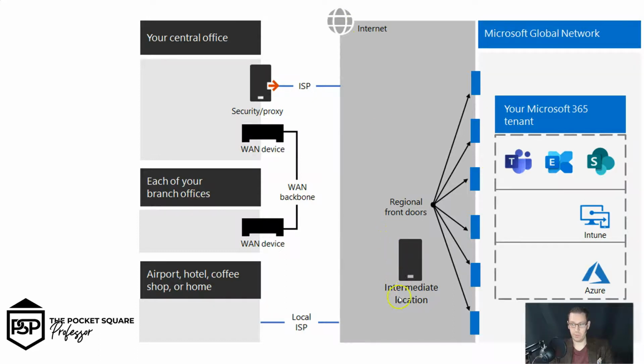And this is the intermediate location, which is the internet. So we've got to be able to get up to the internet as quickly as possible so we can get to Microsoft's global network and their backend to get to Teams, Exchange, SharePoint, whatever it is. We're trying to hit these regional front doors. So in this instance, let's just say for our central office, we're on a computer over here. It's going to essentially hit our firewall, which is going to take us to the internet, which is going to take us to the front door.